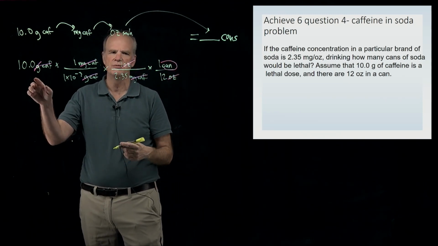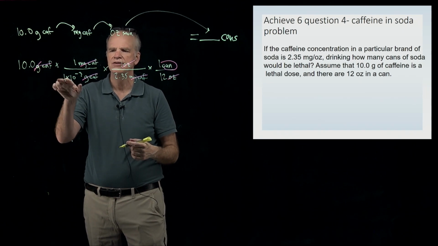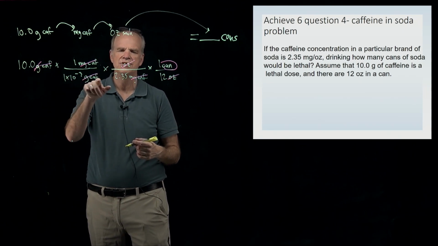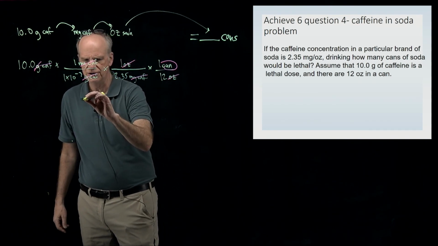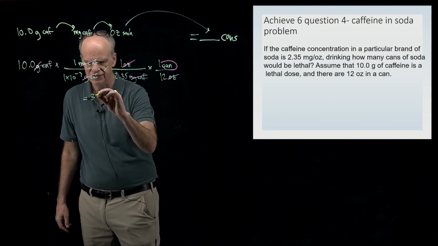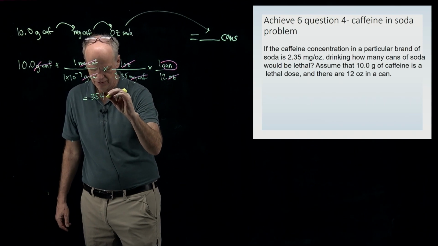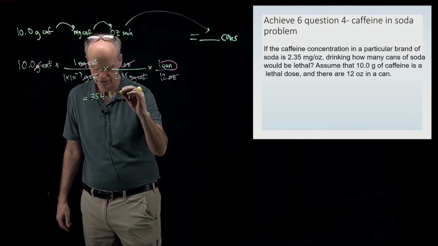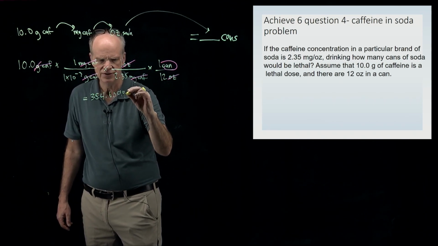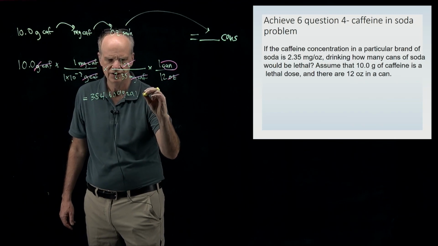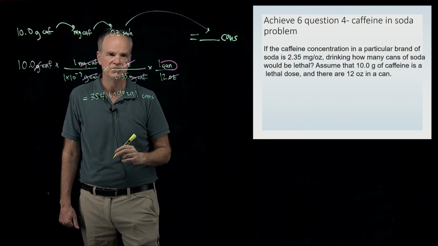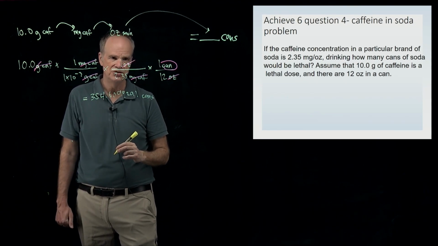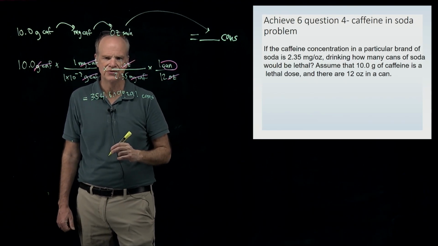If you do the math, it's 10 divided by 1 times 10 to the negative 3, divided by 2.35, divided by 12. The number I got earlier was 354.6099291 cans. And so what you have to do is answer this in Achieve in the correct number of significant figures. So let's figure that out.